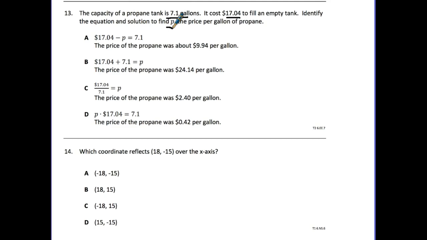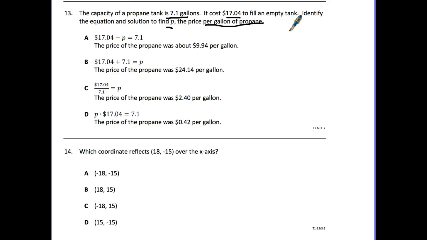Again, what I want you to do on the process side is list your information: the capacity, or the amount of propane that a tank can hold, is 7 1/10 gallons, and it cost $17.04 to fill an empty tank. And you're going to be looking at which of these equations, including the amount, because this tells you to also work out the price per gallon of propane. Which one of these would be the correct answer for the amount of information they're giving you, and the equation and solution to find the price per gallon, given the information that you have.